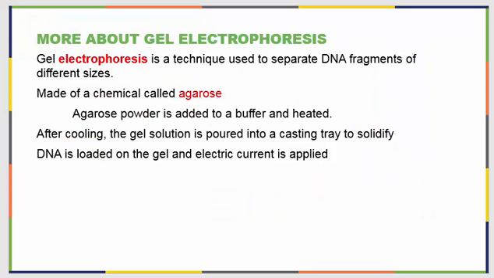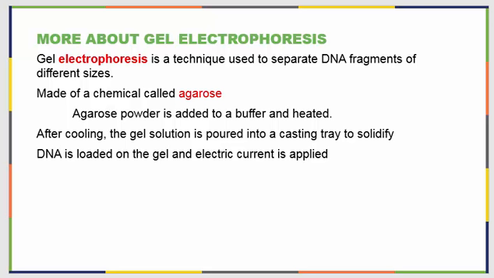Now on to the specifics about that gel electrophoresis. It's a technique used to separate DNA fragments based on different sizes. The gel itself is made from a chemical called agarose. There's an agarose powder, and it's added to a buffer and you heat it up. After you cool it just a little bit, the gel solution is poured into a casting tray to solidify. You scoop out little wells, and into these you can load DNA.